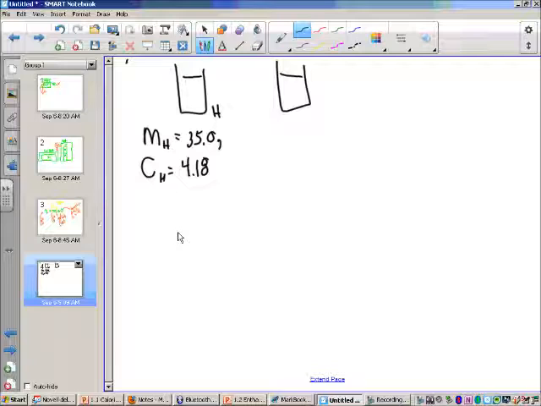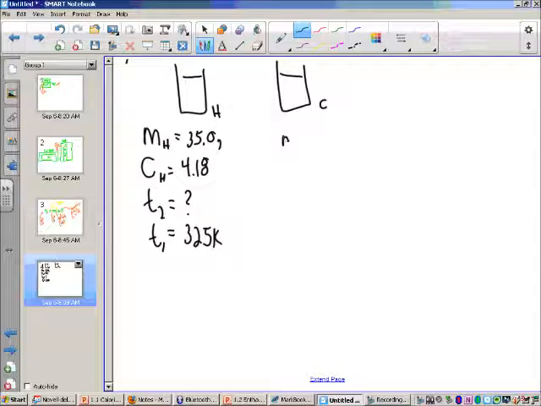Did you say 4.18? Well, we're dealing with water, right? So it's 4.18. We've got 2 samples of water here, don't we? And a T2 and a T1, and we know what the T1 is. What's the initial temperature of that water, the hot one? 325 Kelvin. And T2, well, that's what we want to find, right? We want to find that final temperature.